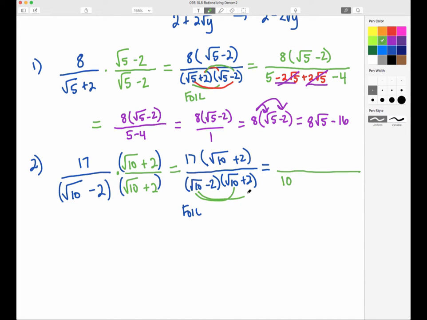Now I'll do the outers, so plus 2 square roots of 10. Now do the inners, minus 2 square roots of 10. And the last, minus 4. On the numerator, 17 times the square root of 10 plus 2.